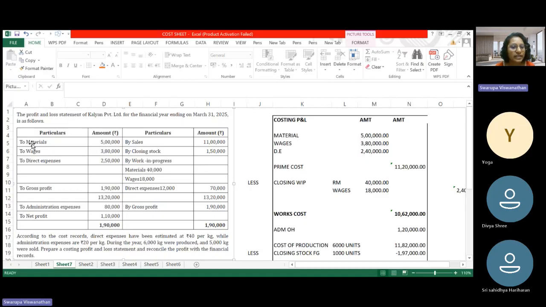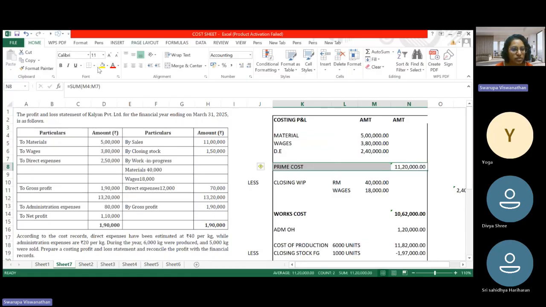So here we have material, wages. So material plus wages will be your prime cost. Okay. Then there is closing stock of WIP, material and wages. Direct expenses is given 2,50,000. So first part, material plus wages plus direct expenses will give us the prime cost. Directly we can identify what is our prime cost.